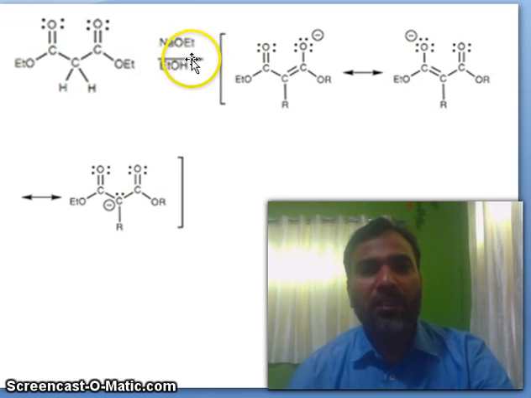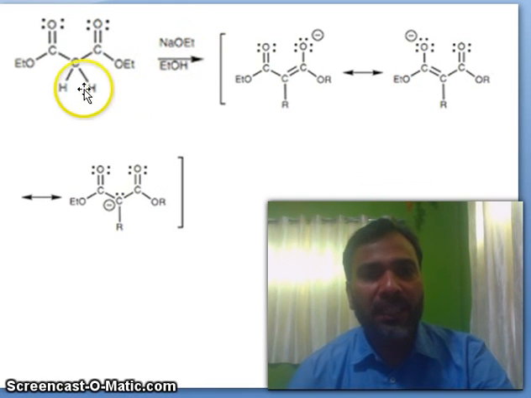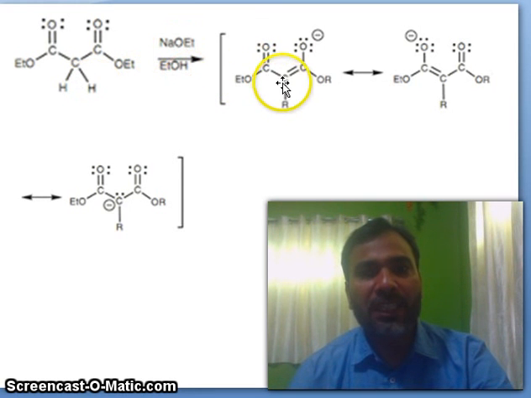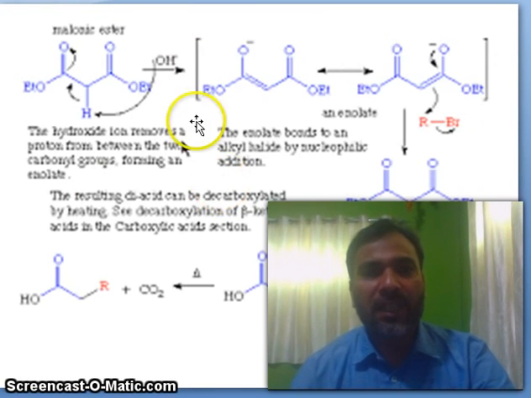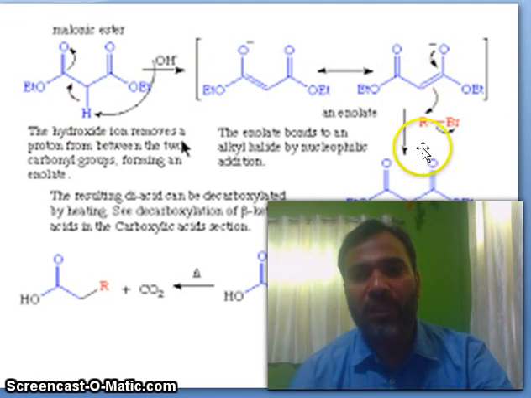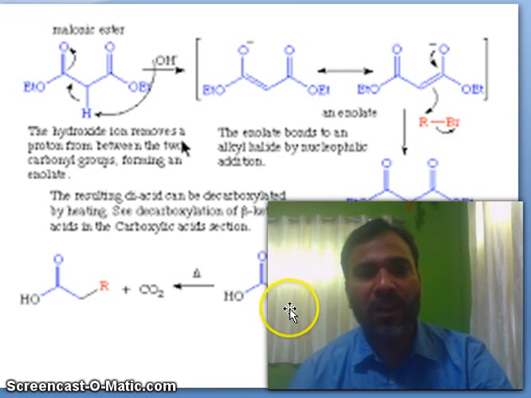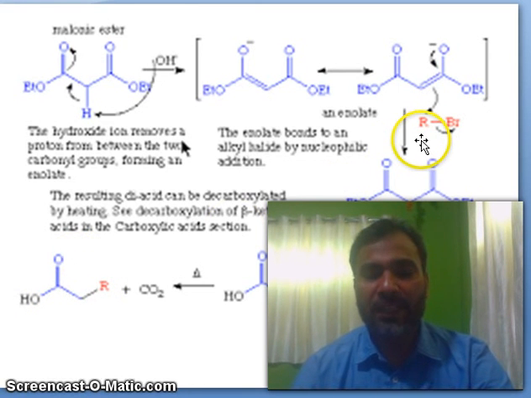Now you see sodium ethoxide in presence of ethanol solvent, taking this proton, it becomes negatively charged, which is resonance stabilized. Again RBr attacks at this center, forming monosubstituted malonic ester. On hydrolysis and heating, it becomes CH2COOH, this part, and these are coming from the alkyl halide.